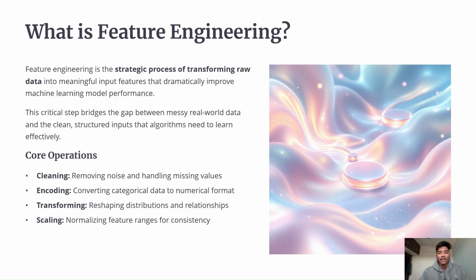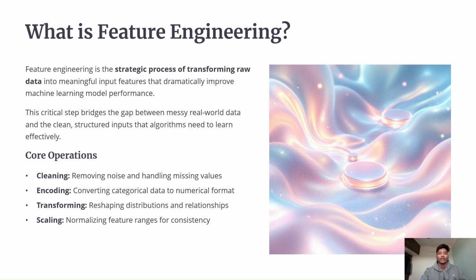Feature engineering is the strategic process of turning raw data into meaningful input features that improve model performance. If you think of data as ingredients, feature engineering is the process of cleaning, chopping, marinating, basically preparing everything before cooking. Without it, even the best algorithm cannot perform well. It bridges the gap between messy real world data and the clean structure machine learning models expect.